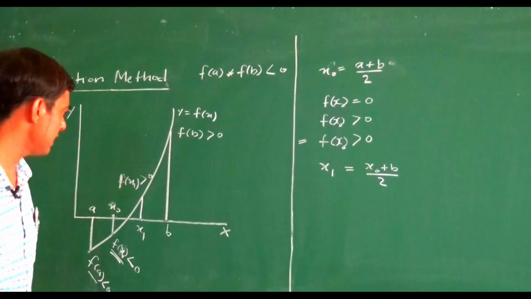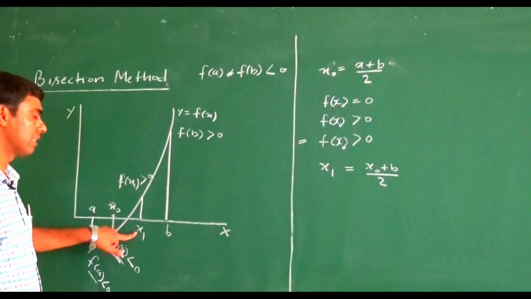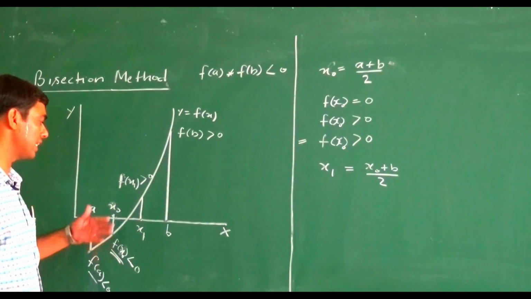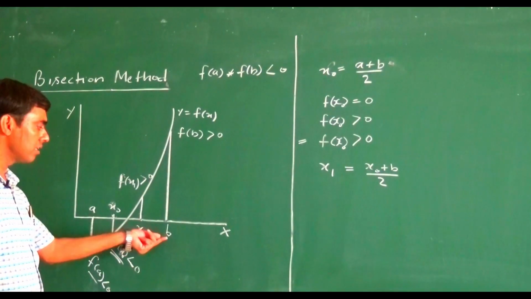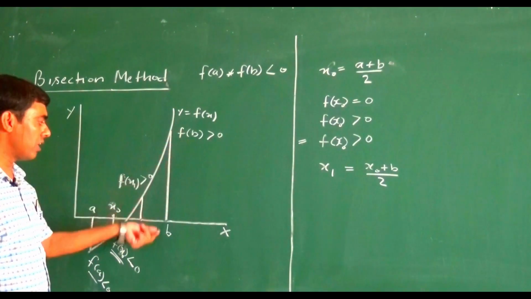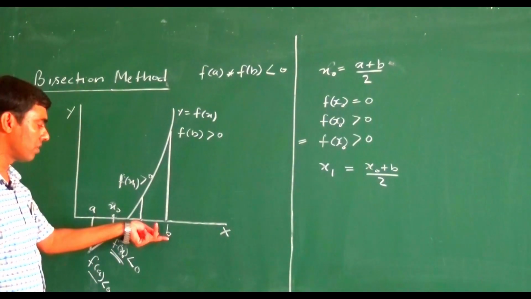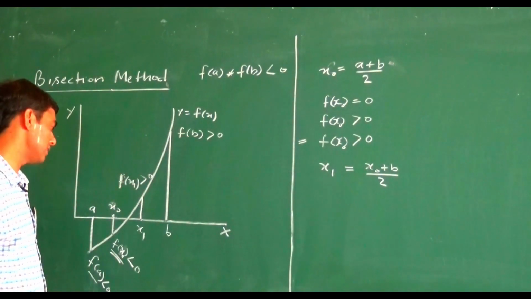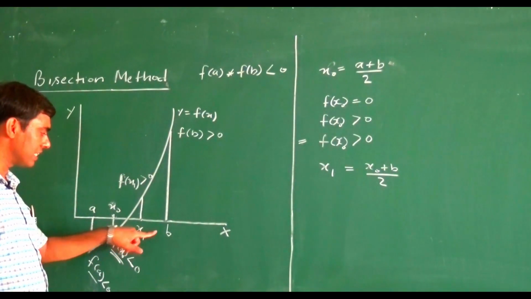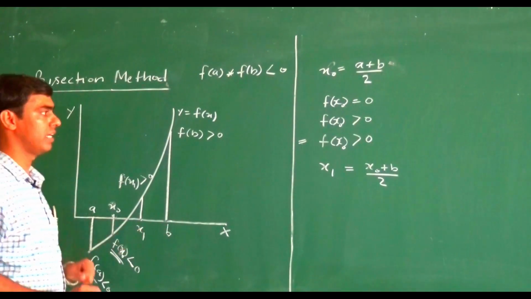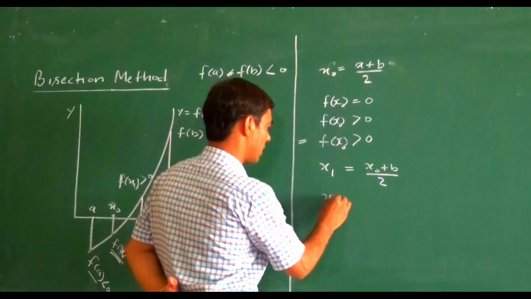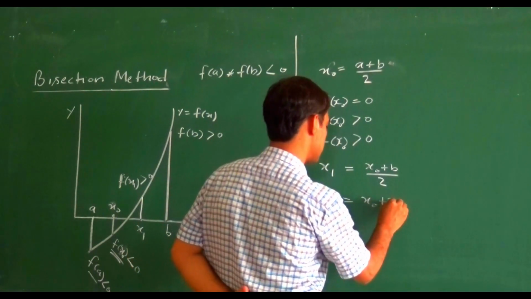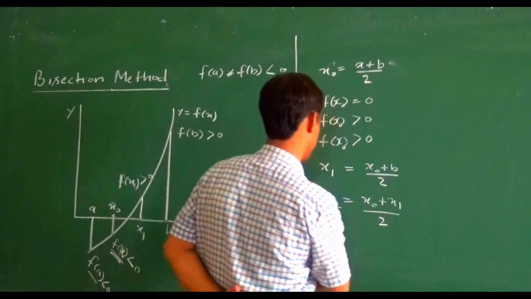So what's happened here? At this point, in this iteration, the value of the function is positive. So in the next iteration, we replace b by the positive value. What is the meaning of positive value? The value at which the function is greater than 0. So in the next iteration we replace b by x1. So x2 equals what? x2 equals (x0 plus x1) by 2.